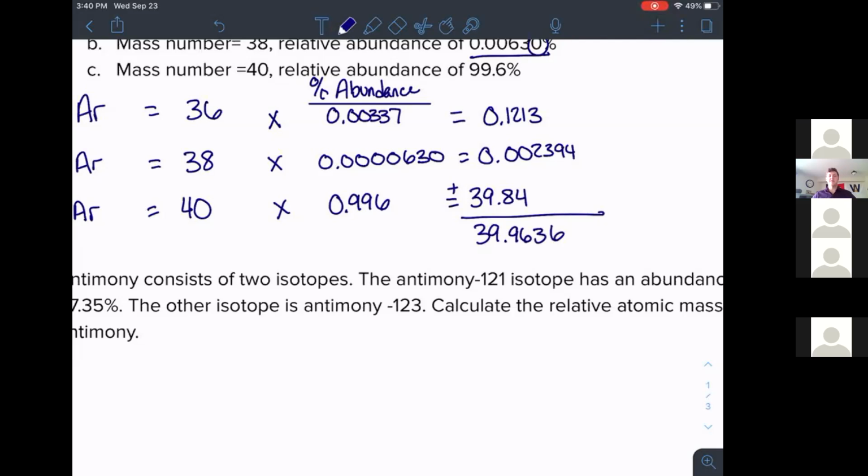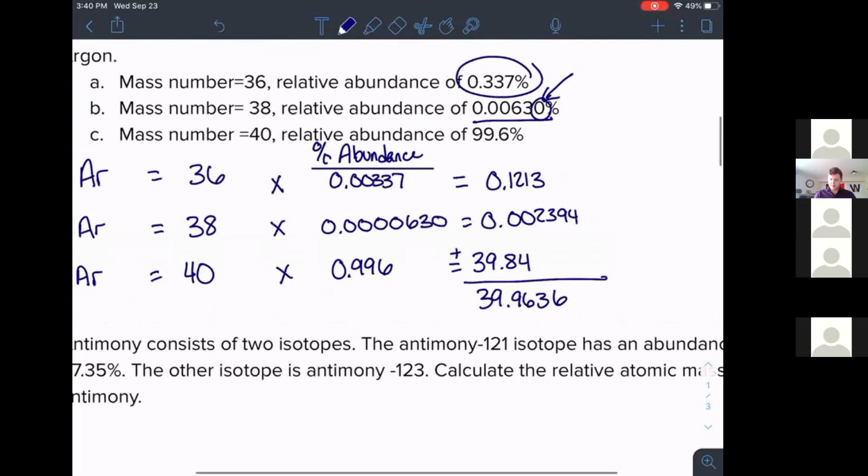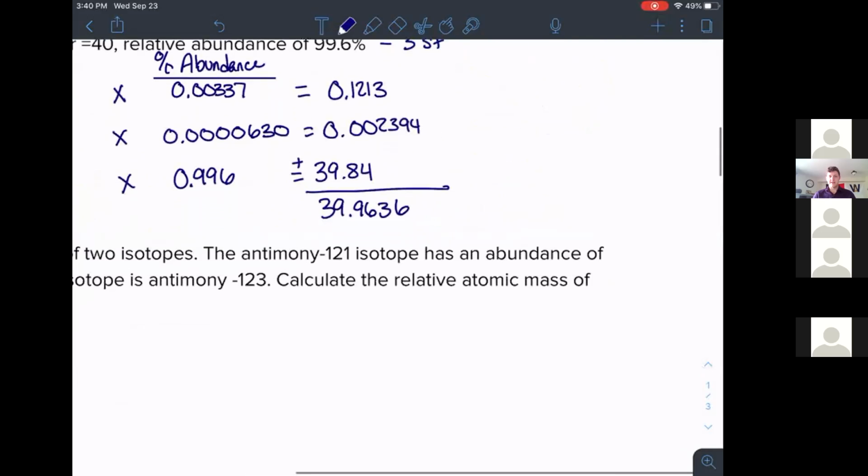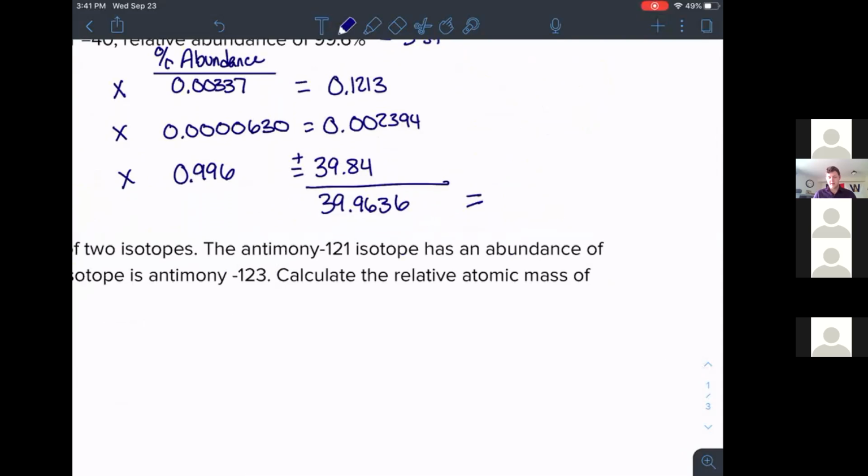All right. And now we just have to check our significant figures. For this first percent, how many significant figures are here? 3. Perfect. What about the second number? 3 also. And the last one? 3. Wonderful. So our answer needs how many significant figures? 3. So can anybody tell me, in 3 significant figures, what is my answer?